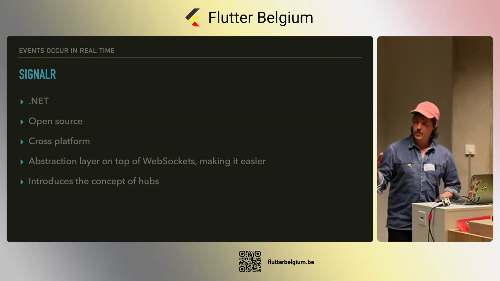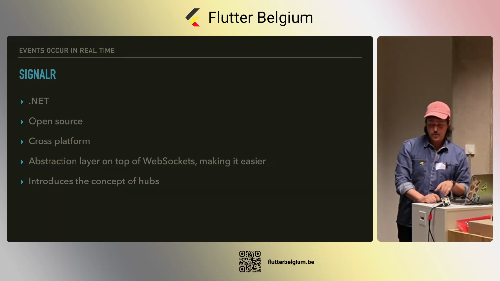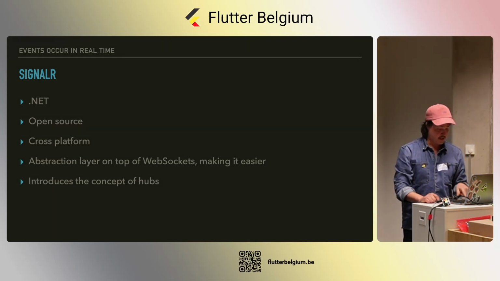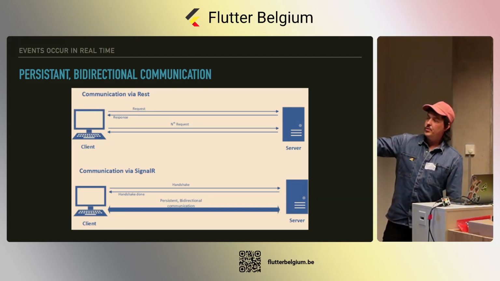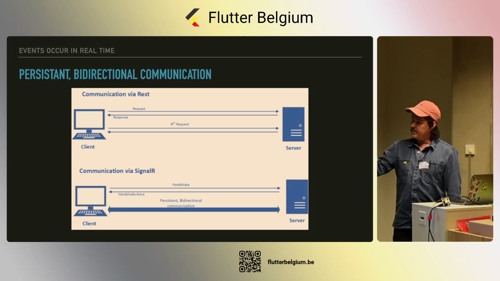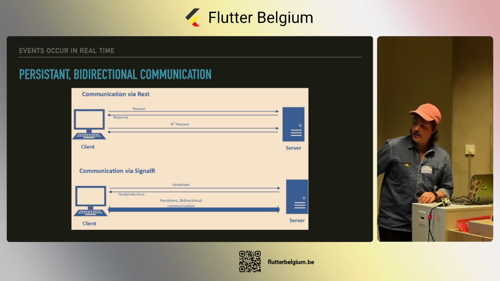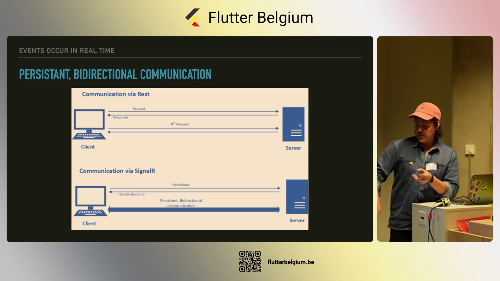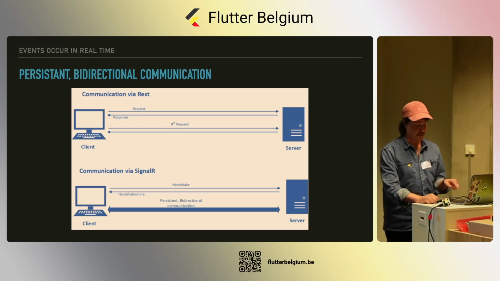So what do you need to know about SignalR? It's .NET, so it's open source, cross-platform, and it's an abstraction layer on top of WebSockets, making it a lot easier. It introduces the concept of hubs, which I'll show you a bit later. Most of you are used to communicating through REST, so you send a request, you get a response back, and that goes back and forth. But with SignalR, you do basically a handshake, and then you have a persistent bidirectional communication channel with the server.